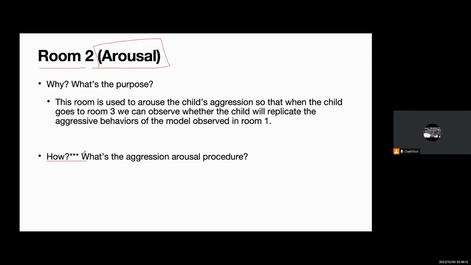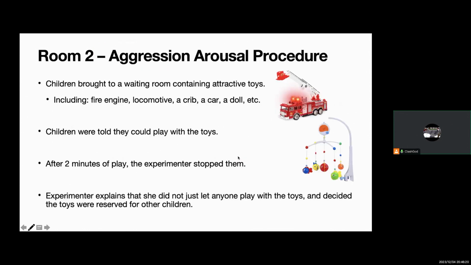And then we're going to look at how. So how is arousal done? This is the key of room 2: what is the aggression arousal procedure? This one is a lot simpler and there's a lot less content in room 2. It's the easiest one and a lot easier to visualize.